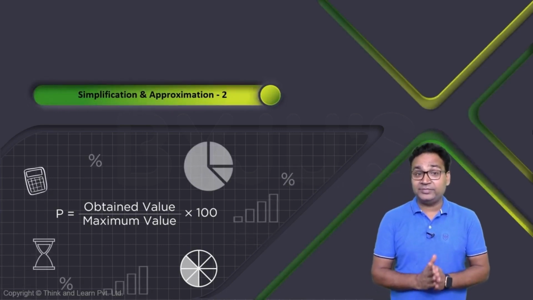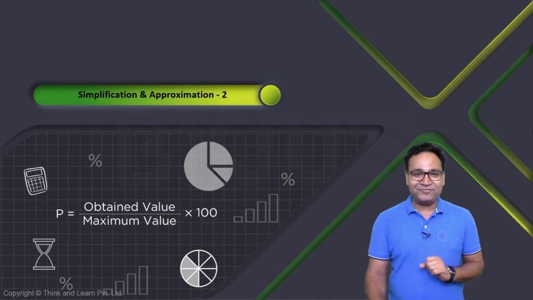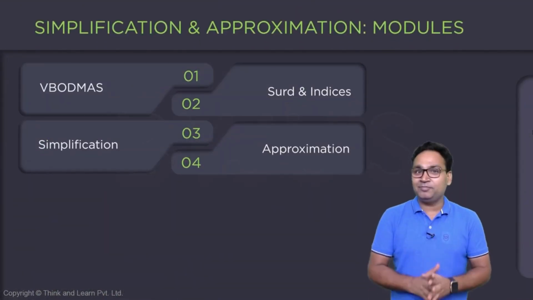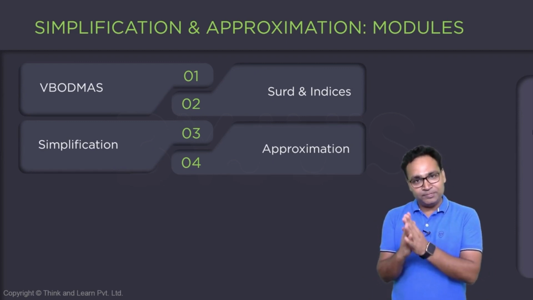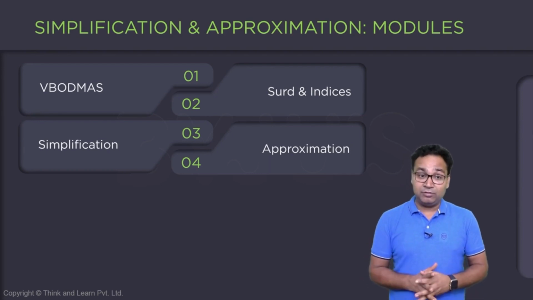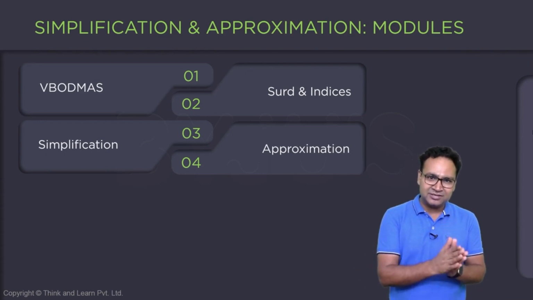Simplification and Approximation Part 2. You remember in Part 1, we have completed VBODMAS. And let me tell you, this is really important if you want to do basic calculations or basic expressions based calculations, right? The second thing, that is the concept based, is surds and indices.